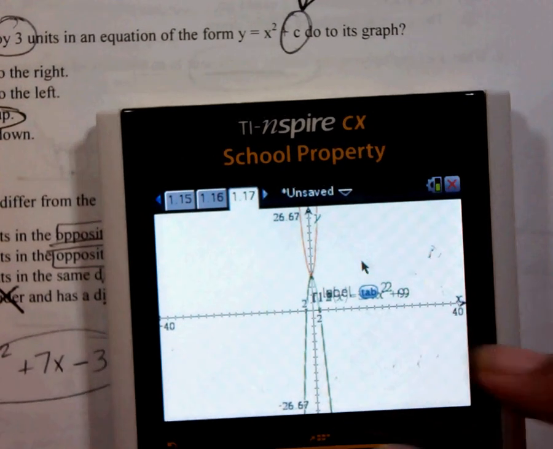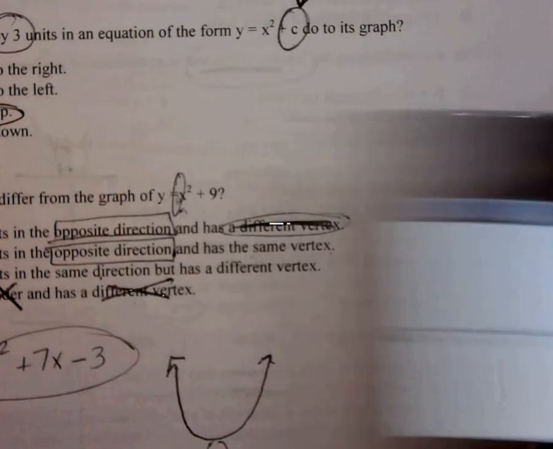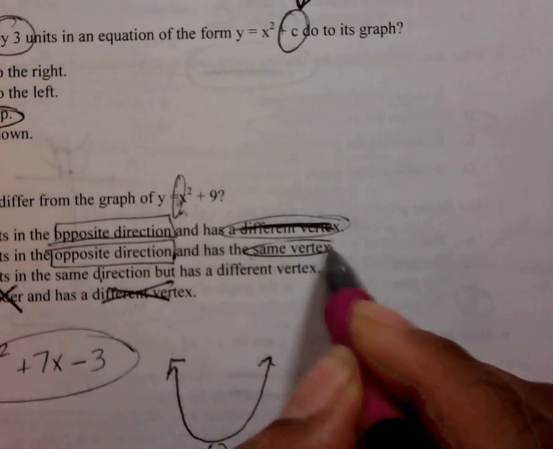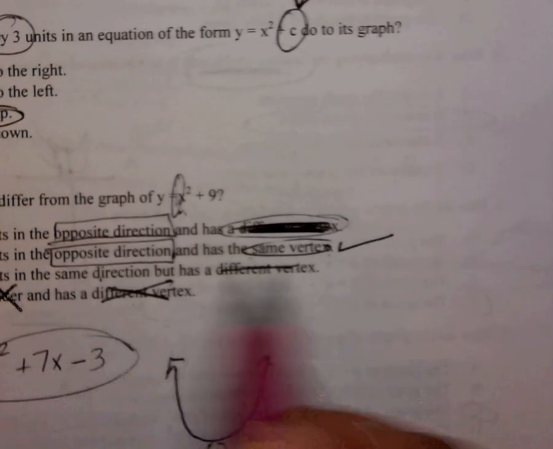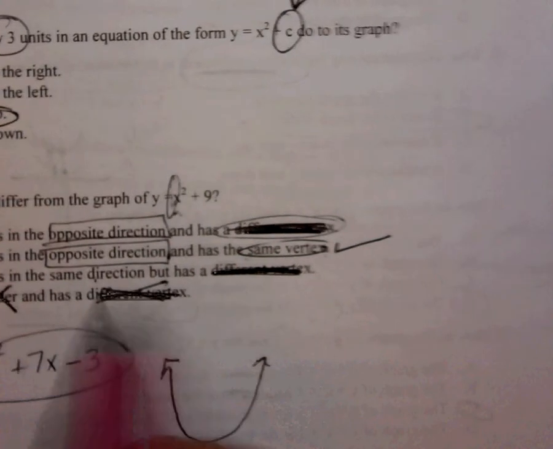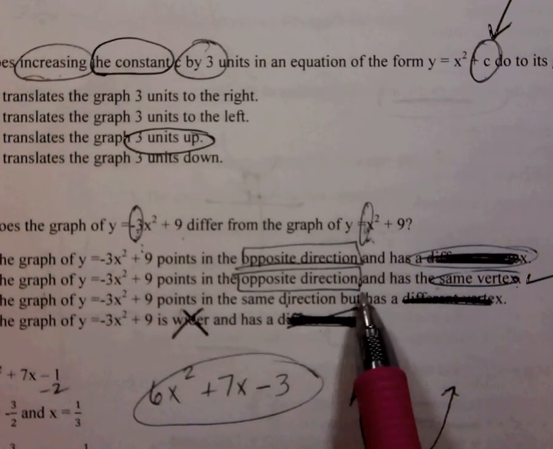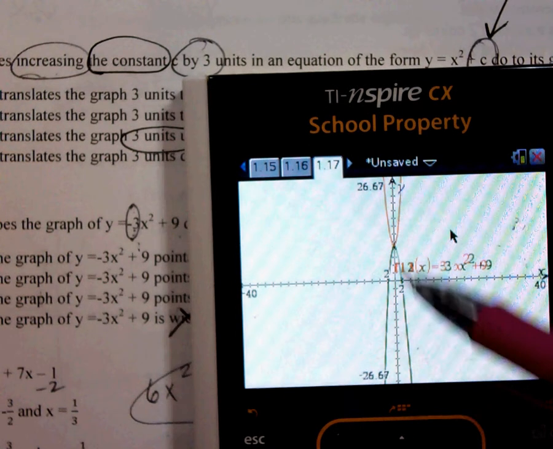So I noticed that they do share a vertex, okay? So they have the same vertex, so this is right. So different vertex, that's wrong. Different vertex, that's wrong. So it leaves one answer, which is B. You should have also known that it flipped upside down, okay? So this one is pointing down, that one's pointing up.